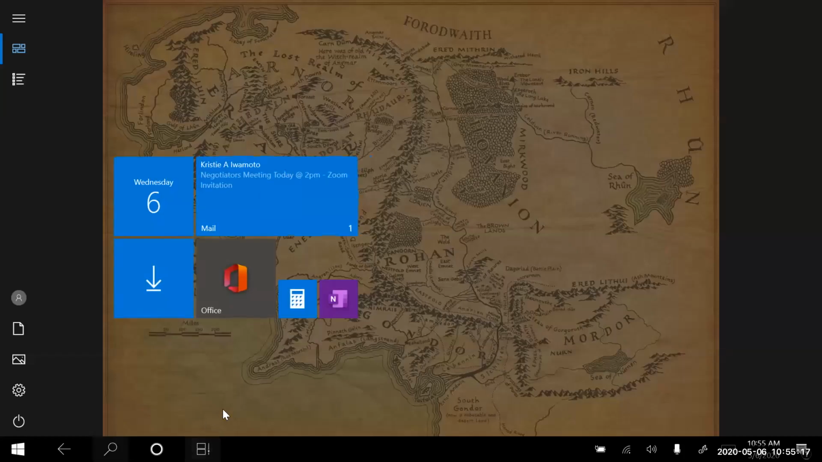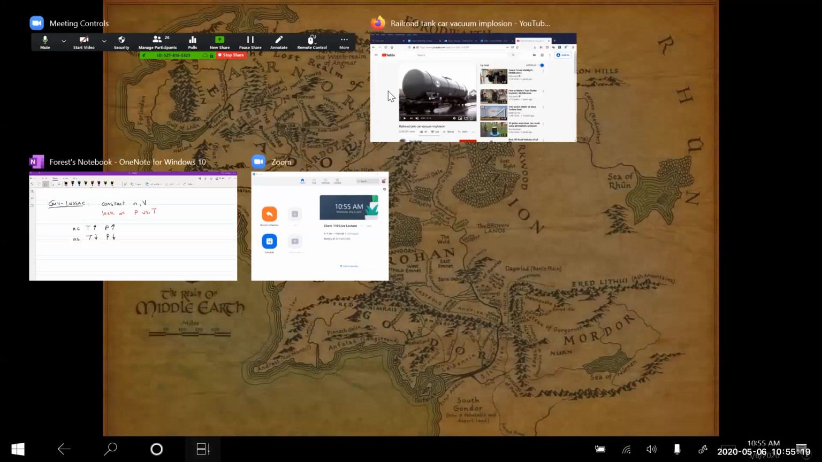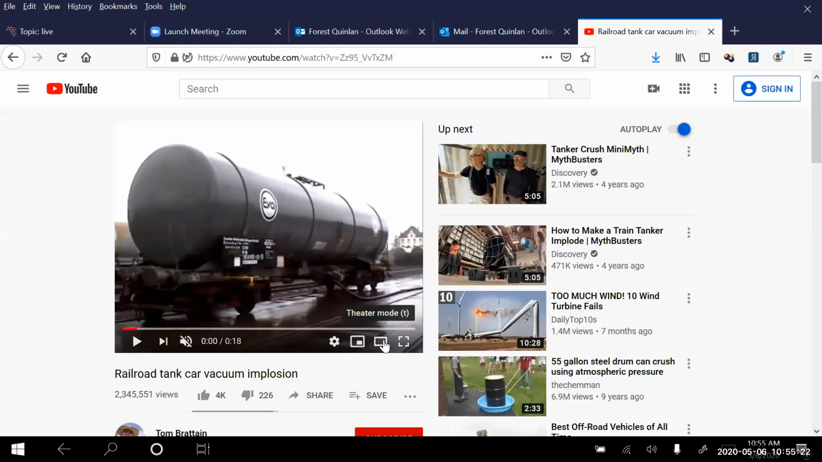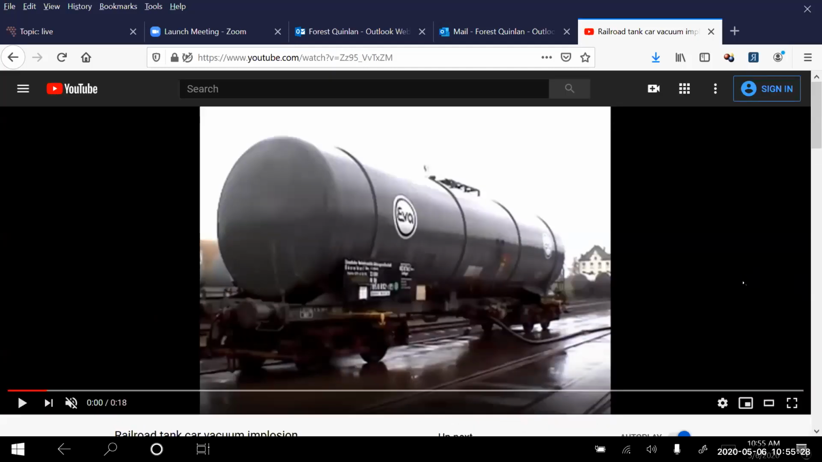Cool. So I went ahead and I found something that I think is kind of fun. Can you guys see the YouTube there? Yeah, okay. So I'm at least getting in theater mode. So this was actually a curious case. Down in Texas, in oil country, they have these tankers that they'll transport the oil to different refineries for being turned into gasoline and you name it.